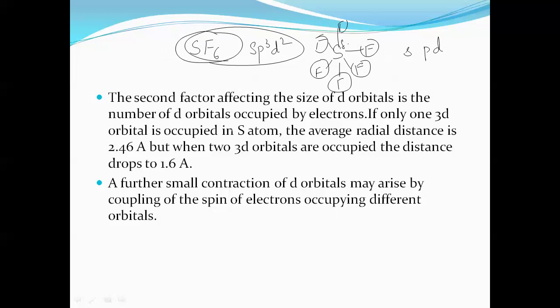There are two other factors which are affecting the size of the d orbital. The second is the number of electrons which are present in the d orbitals. For example, if you take this sulfur, if only one 3d orbital is occupied, the average radial distance is 2.3 angstroms. If there are two electrons in the 3d orbitals, that means two 3d orbitals are occupied, the distance drops to 1.6 angstroms. And the third factor is that contraction of the d orbital is also possible when pairing up of these electrons occurs. That means the coupling of the spin of the electrons occupying the different orbitals. So the three factors which are affecting the d orbital contraction are, first, the charge on the central atom.